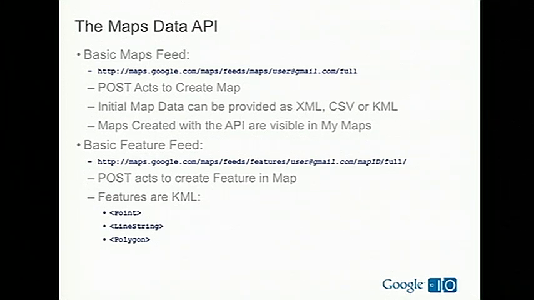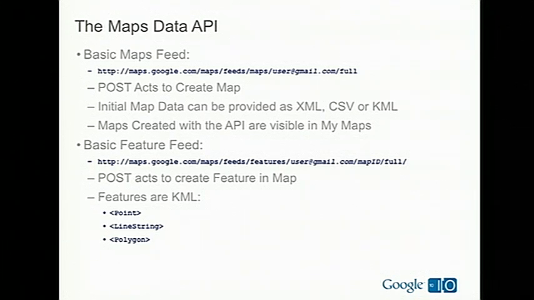The second kind is the basic feature feed. So that's actually to manipulate little features. As you see there, instead of maps feeds maps, I'm going to maps feeds features. So it's a very similar URL that you would send. A post to this one would act to create a feature in the map.